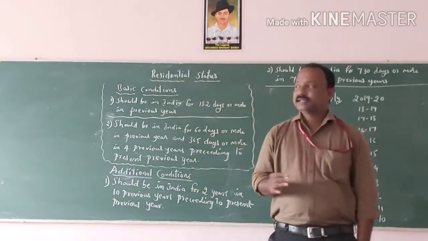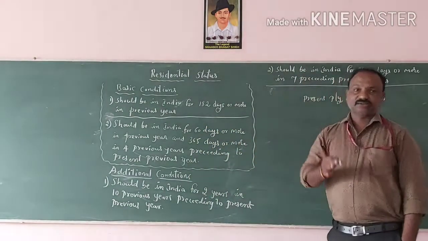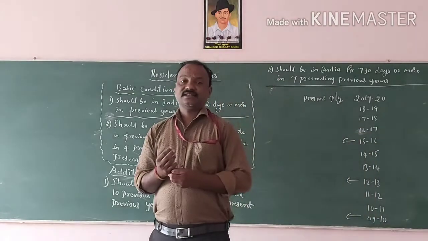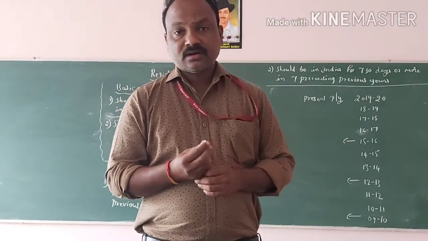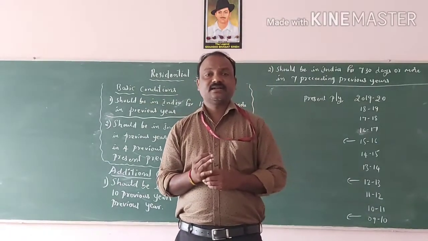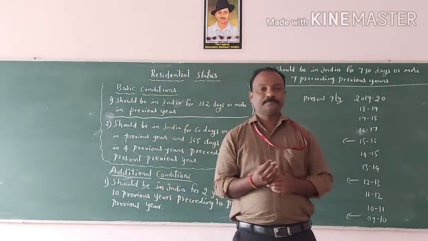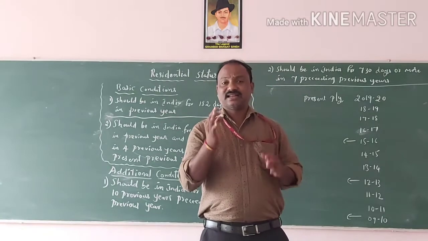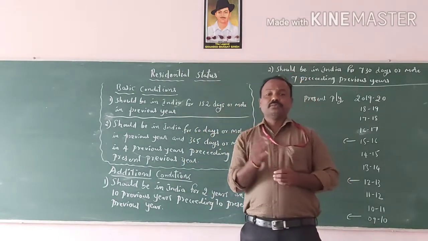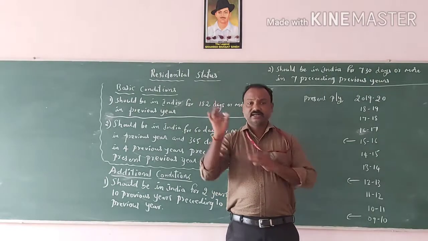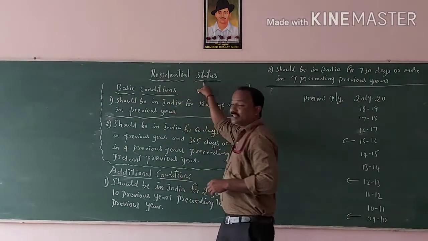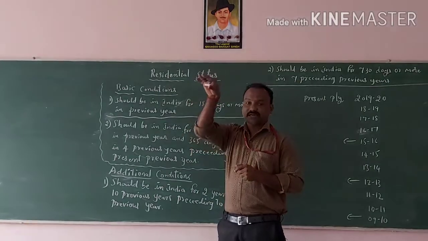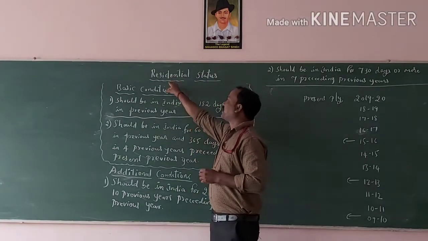Today we will begin with the second unit, that is residential status. What is residential status? In the case of income tax, while computing the tax liability, first of all, most importantly, we have to consider the residential status. That means belongingness of a person to a particular nation. Belongingness of a particular person to a particular country is called residential status.